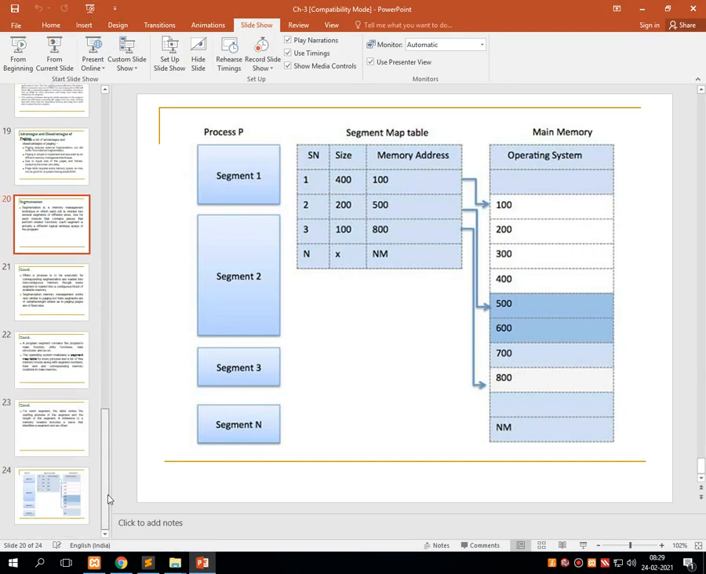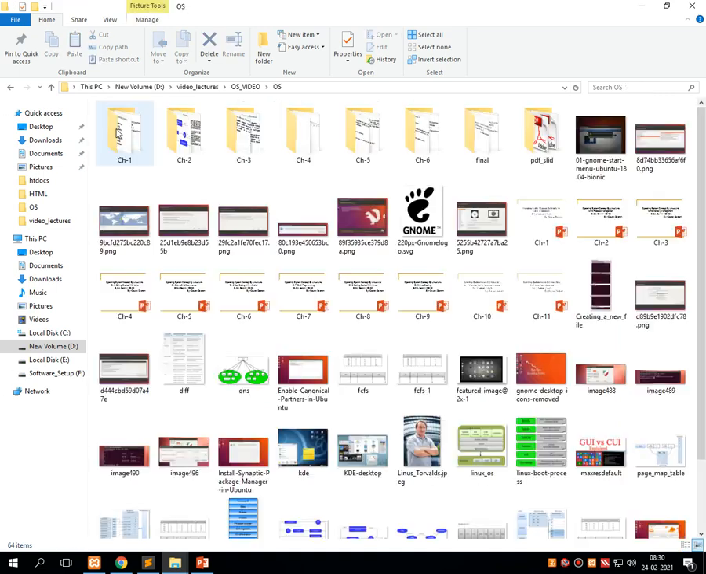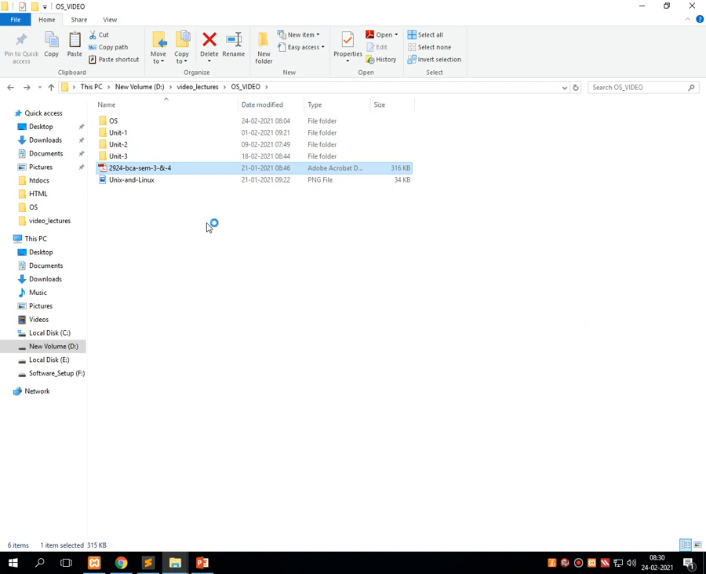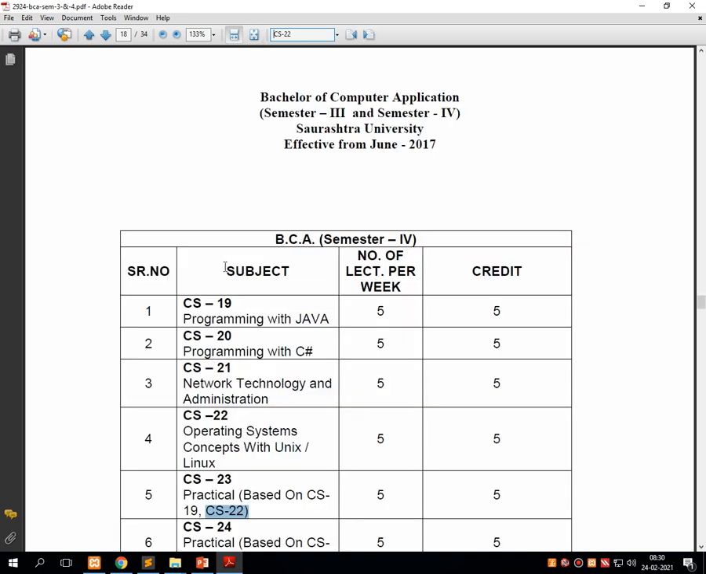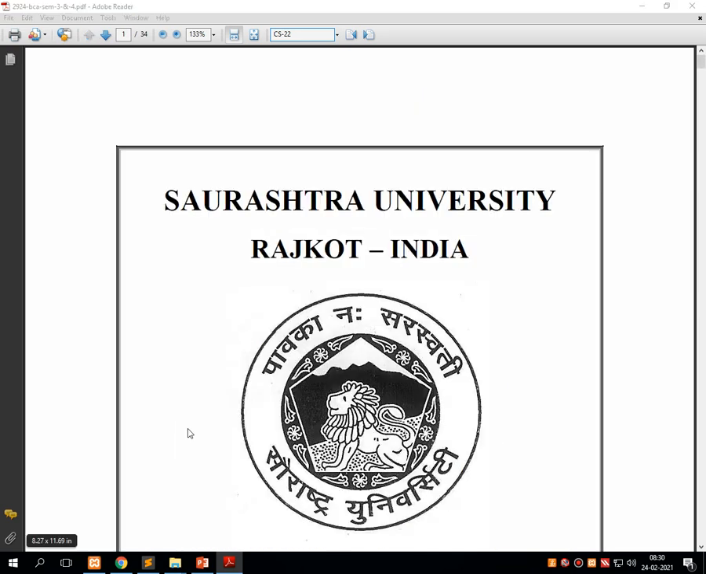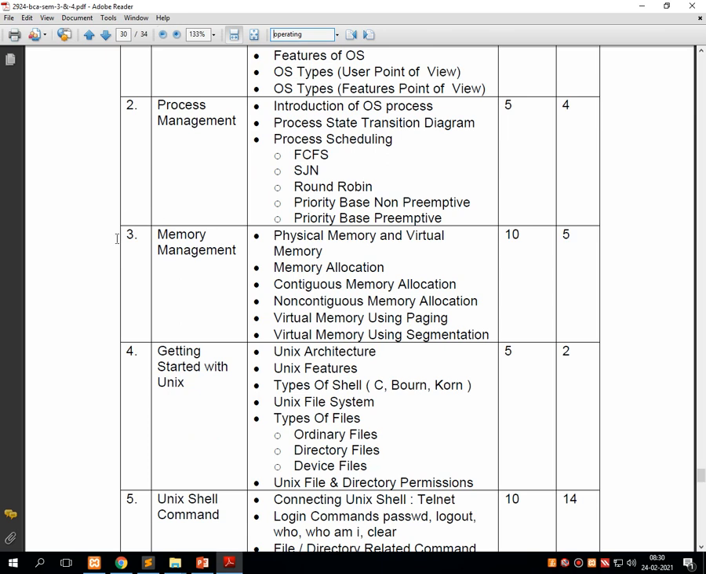So this was all about the discussion of unit number 3 called memory management. Let's open the syllabus first and check whether we have covered all the topics. So the syllabus is over here, and the code of our subject is CS 22. Just go into unit number 3, memory management. First we discussed physical memory and virtual memory. Then we discussed memory allocation functions. Then we discussed contiguous memory allocation and non-contiguous memory allocation.